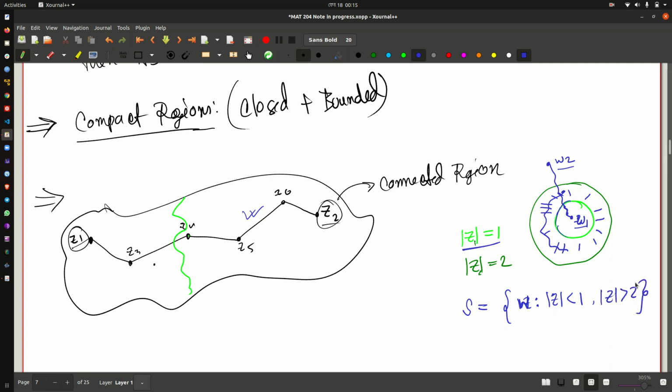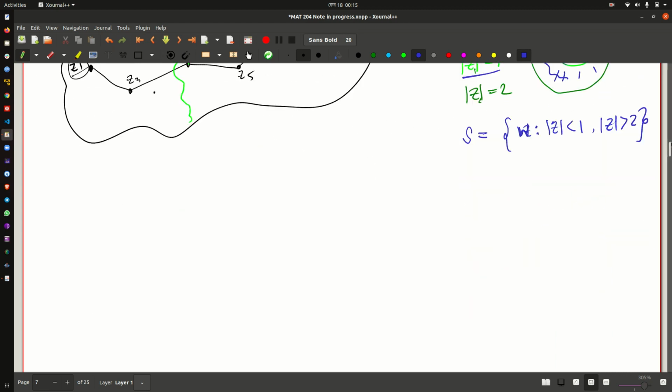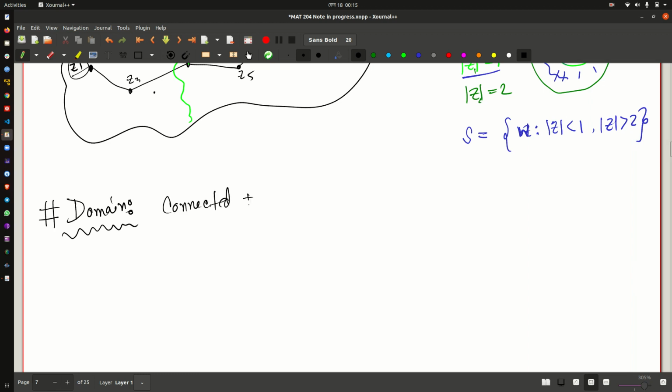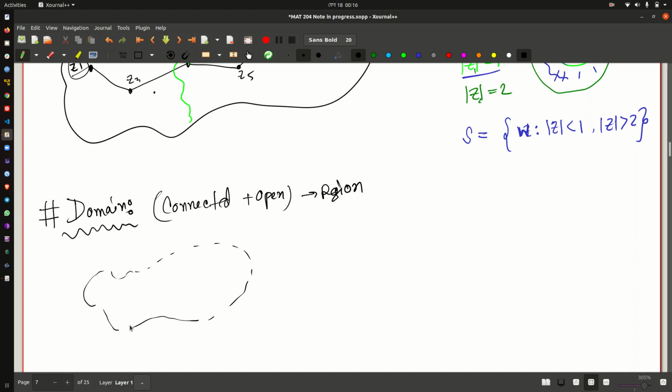Now one important thing while discussing functions, whether in real or complex variable, is the topic of a domain. And domain is what? Well, a connected open region is called a domain. It's as simple as that. So what is a domain? It's a connected plus open region. That means you have some region like this, okay, it doesn't have a boundary and it's connected, and this type of region would serve as a domain.